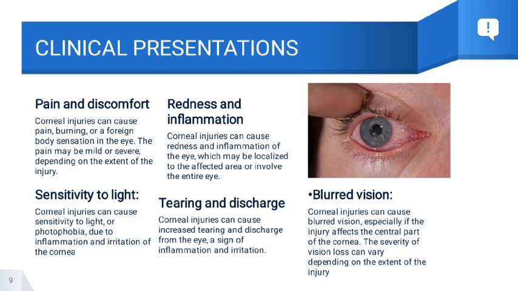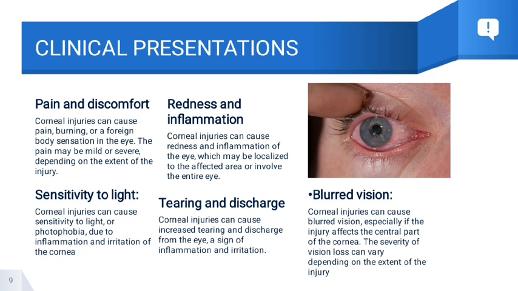Now the next part is clinical presentations. Discomfort is seen, redness and inflammation is seen, sensitivity to light is present, tearing and discharge is seen, and blurred vision is the problem. So that's all in the clinical presentations.